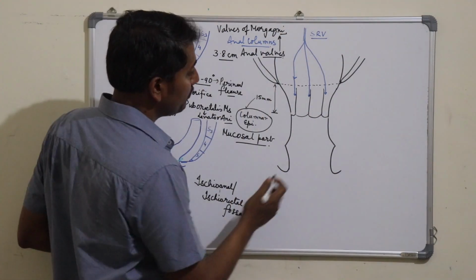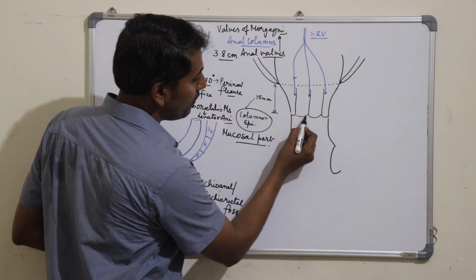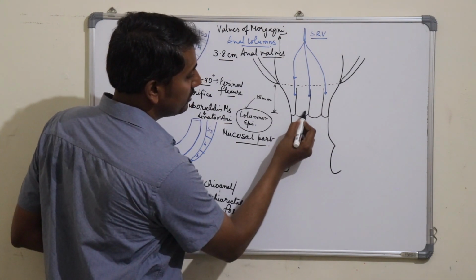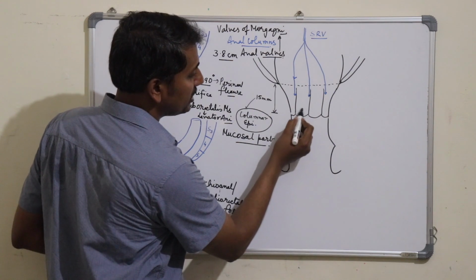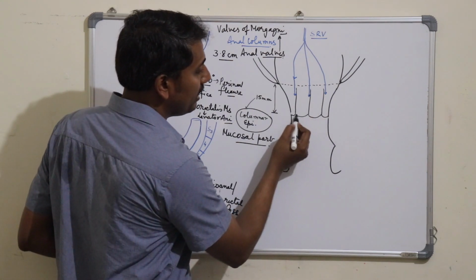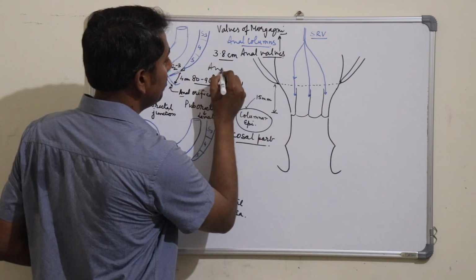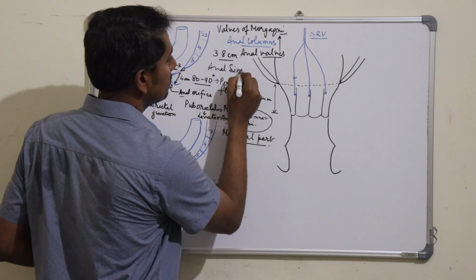The space between the lower part of the anal columns and below by the anal valve, this space, there is a depression here. This depression above the anal valve is known as anal sinuses.